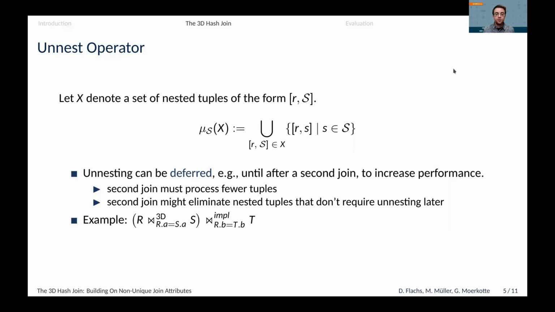For deferred unnesting to be applicable, the join predicate of the second join must not refer to the nested part, but only to attributes from the probe side of the first join. In the example shown here, this is the case.